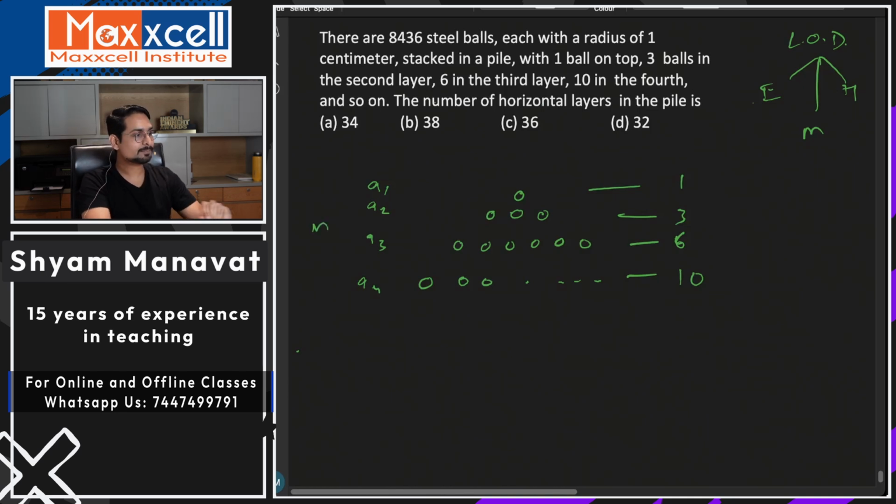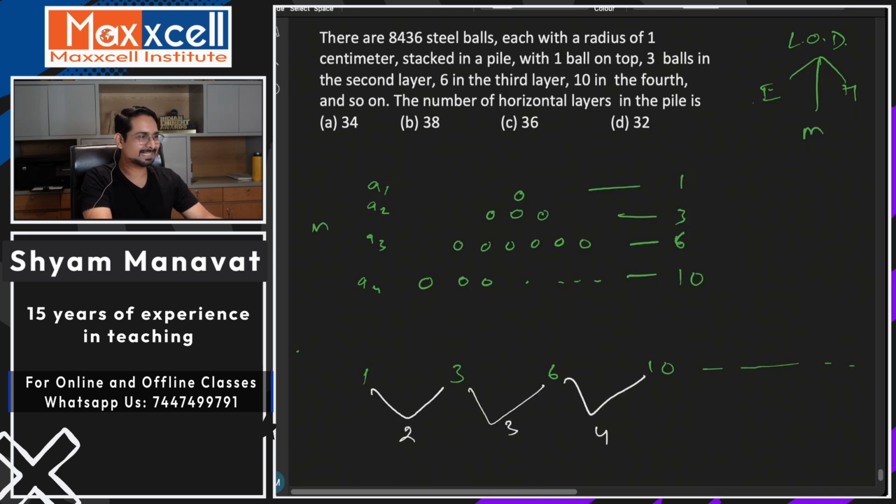Fine. Great. Now, do we have any relation between these numbers? 1, 3, 6, 10, and then so on. Do you see that? Difference is 2, difference is 3, difference is 4. So the next value should be with difference of what? 5, right? So this should be 15. And it goes on.